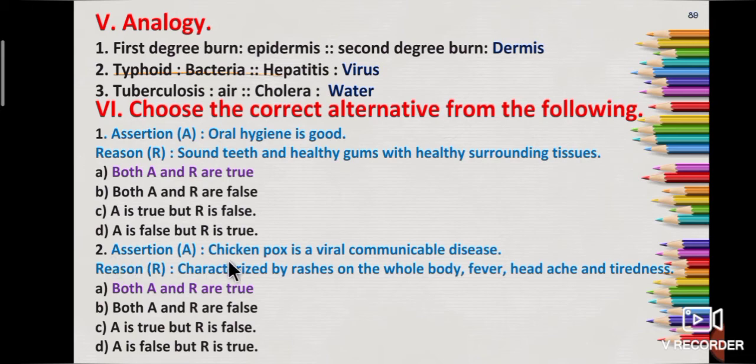Second question, assertion, chickenpox is a viral communicable disease. Reason, characterized by rashes on the whole body, fever, headache and tiredness. Option A, both A and R are true. Option B, both A and R are false. Option C, A is true but R is false. Option D, A is false but R is true. Answer is both A and R are true. Chickenpox is a viral communicable disease? Yes, it's true. Reason, characterized by rashes on the whole body, fever, headache and tiredness. Reason also true.